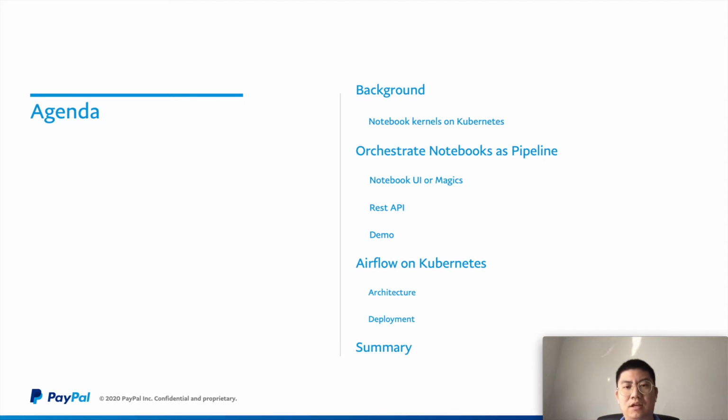These include notebook UI, Magics, and the REST API. These will be followed with a short demo. Then we will briefly talk about the architecture on how Airflow is deployed on Kubernetes and how we leverage Helm as a tool to help with deployment. Then we will close it up with the summary.